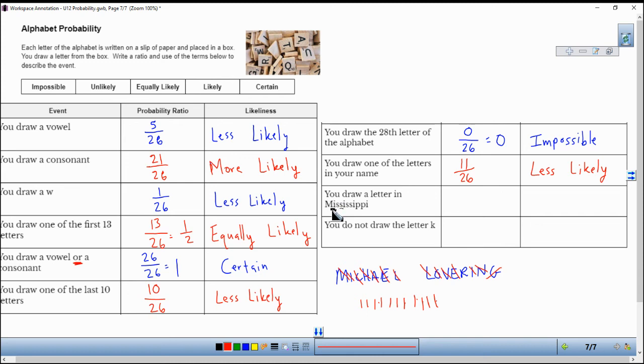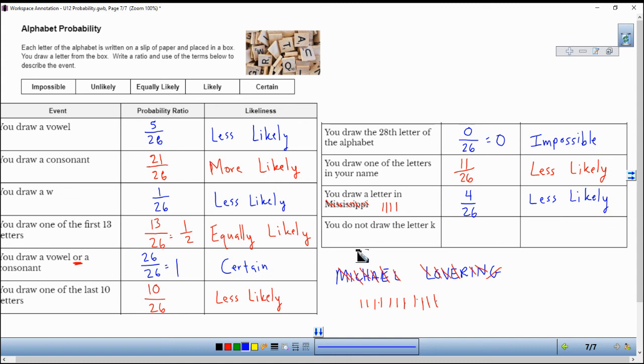You draw a letter in the word Mississippi. Okay, well, let's see how many letters we have. M is a letter in Mississippi. I is in there 1, 2, 3, 4 times, but we only count that as one letter. S is in there 4 times, so we only count that as one letter. And P is in there twice. We only count that as one letter. So there's only 4 different letters in Mississippi. So the chances of that are 4 out of 26. So that's another case where that's a lot less than half. We'll call this also less likely.